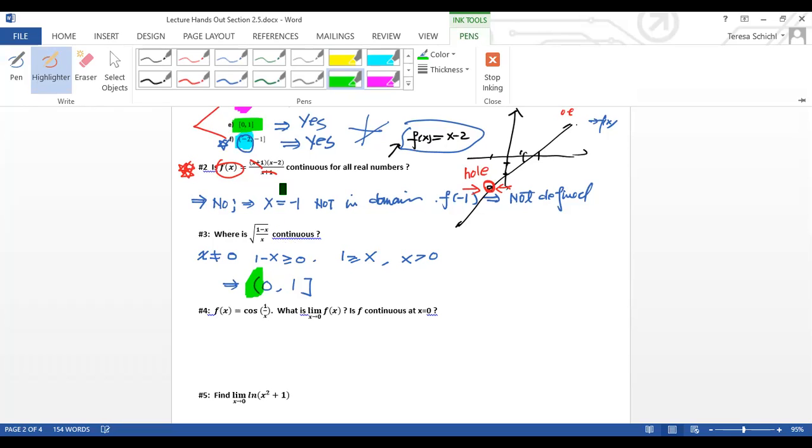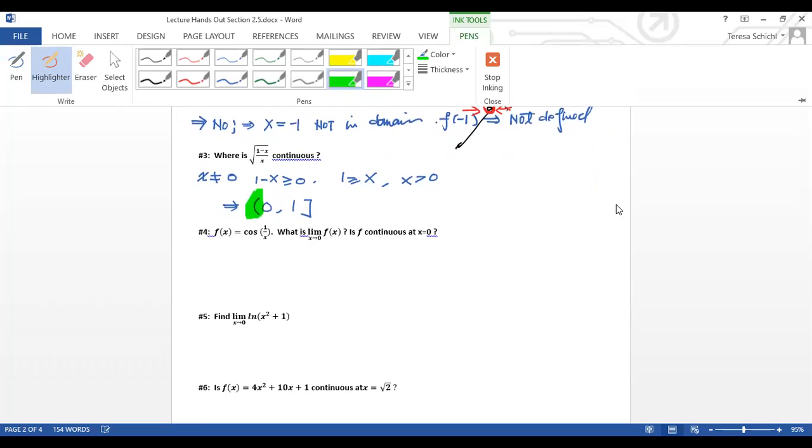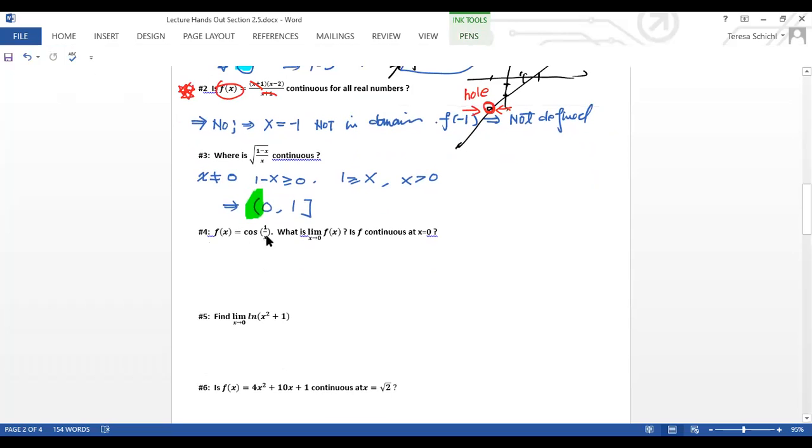Okay, so now let's take a look at this one here. We said f of x equals cosine of 1 over x. What is the limit of f of x? Is f continuous at x equals 0? We know a trig function is typically continuous. So when x is getting closer to 0, this 1 over x is going to become very big. But I know cosine is always between 1 and negative 1.